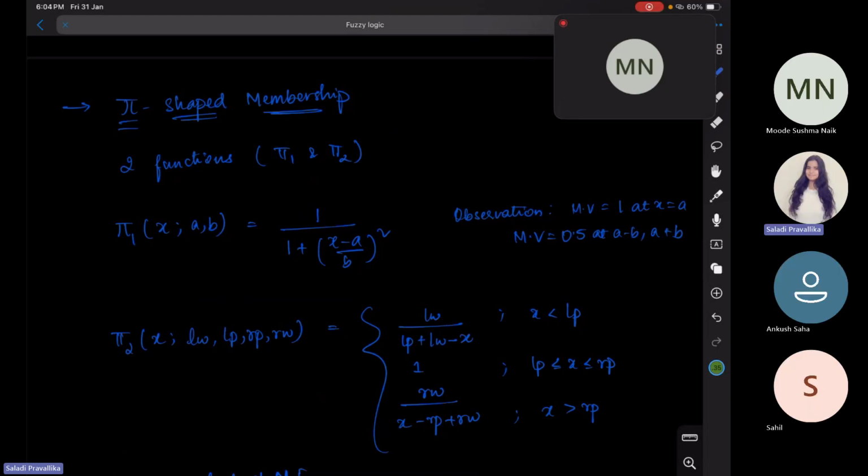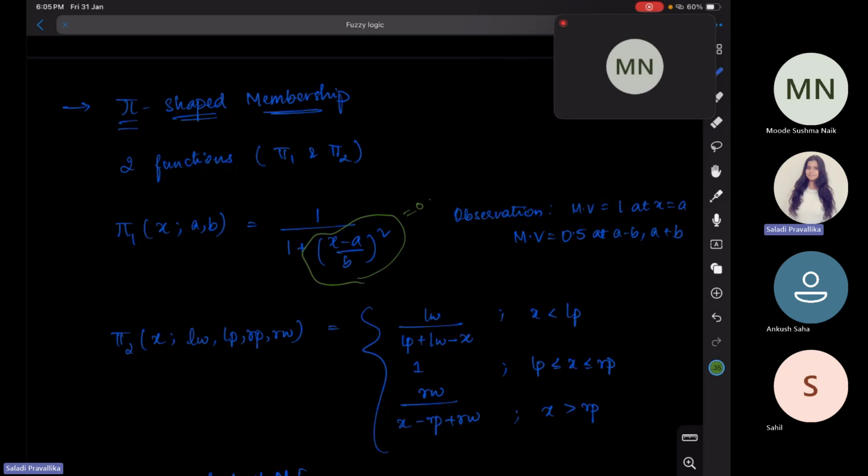Now we see the pi-shaped function. In this pi-shaped function, we have two different functions, and in this case, phi1 will have the parameters A and B. Phi1 is defined as a function of (x minus A) by B. The thing to observe here is that this membership function becomes 1 when this becomes 0. So when this becomes 0, then x is A.